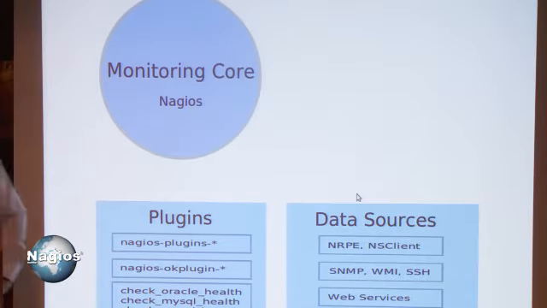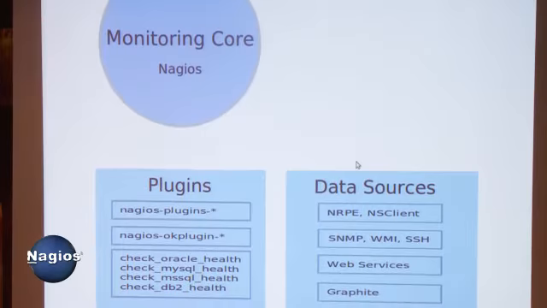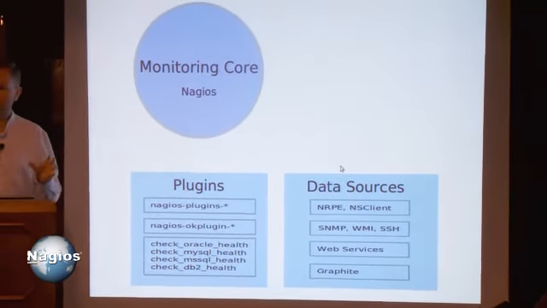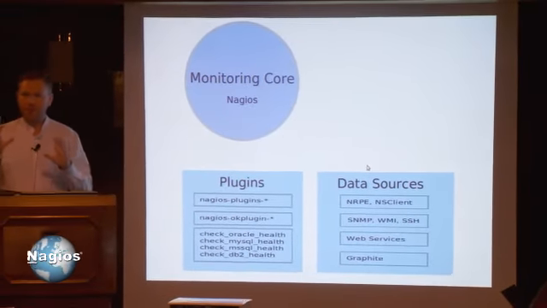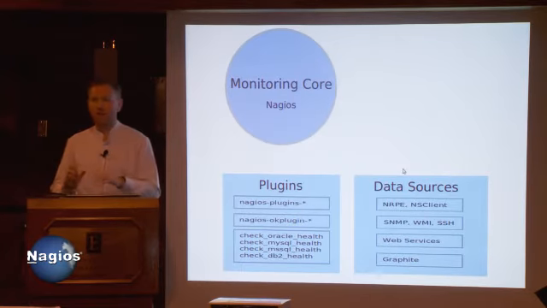NRPE and NSClient has been our traditional weapon of choice by default when you have agents on your servers. SNMP, WMI, SSH, mostly for equipment. We're going more and more, because we work a lot with companies that are software developers and want to monitor their internal systems, toward using web services in a way where you agree with the developers on a protocol: this is how you will write your check on your server side, and I will use check HTTP on my end.